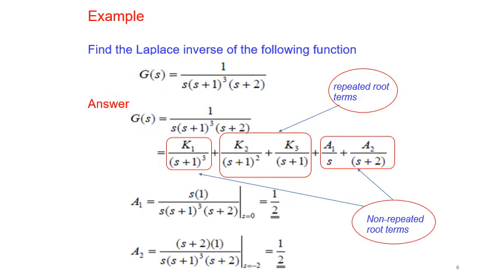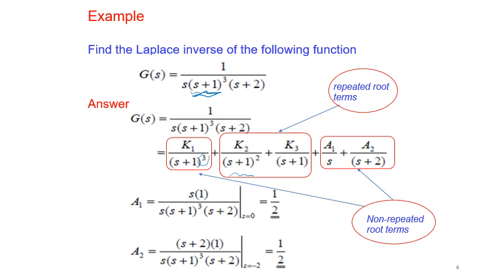Similar example given here for real and repeated roots. Notice that the function is G(s) equal to 1 over s into (s+1) to the power 3 into (s+2). So notice here that (s+1) is a repeated factor, which will be repeated 3 times when we expand it. So when I expand the function, it's going to be written as K1 over (s+1)^3 plus K2 over (s+1)^2.